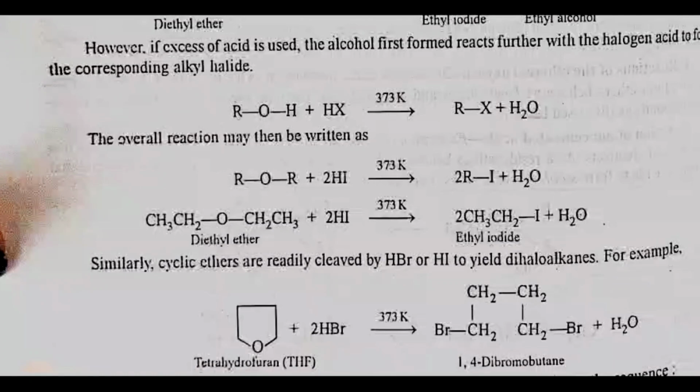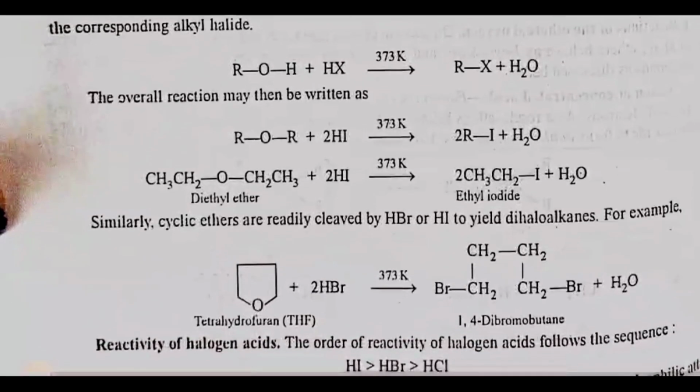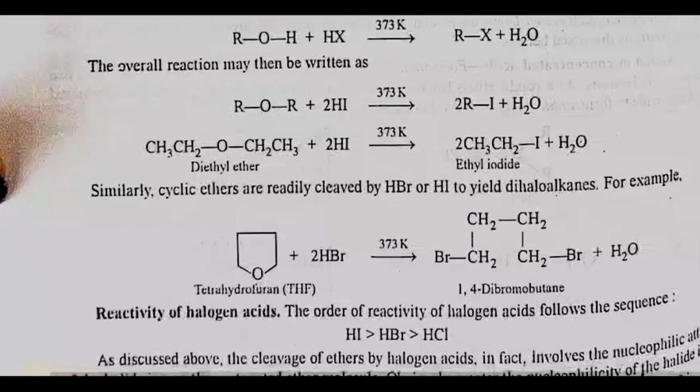However, if excess of acid is used, the alcohol first formed reacts further with the halogen acid to form the corresponding alkyl halide. ROH plus HX at 373 Kelvin gives RX plus H2O. The overall reaction may then be written as ROR plus 2HI at 373 Kelvin gives 2RI plus H2O. Diethyl ether plus 2HI at 373 Kelvin gives ethyl iodide plus H2O.